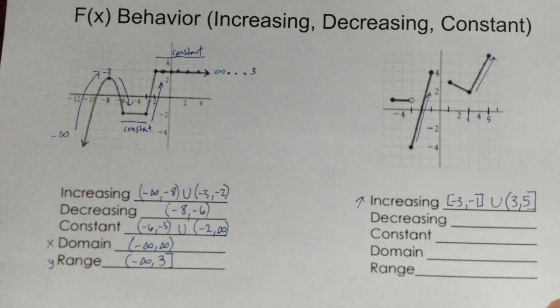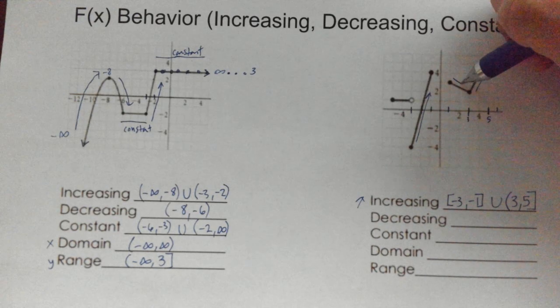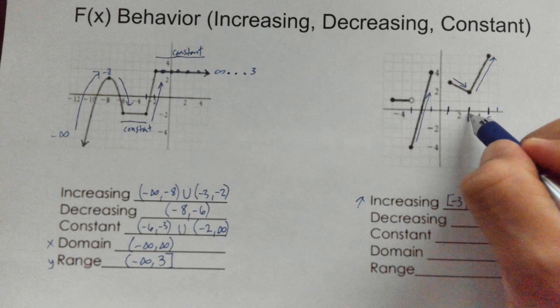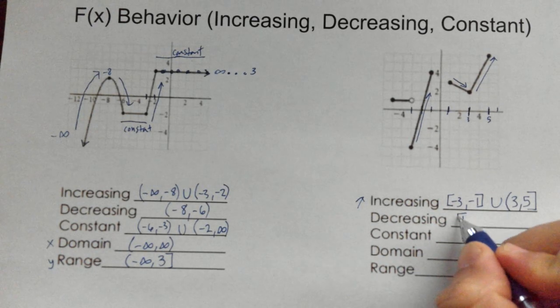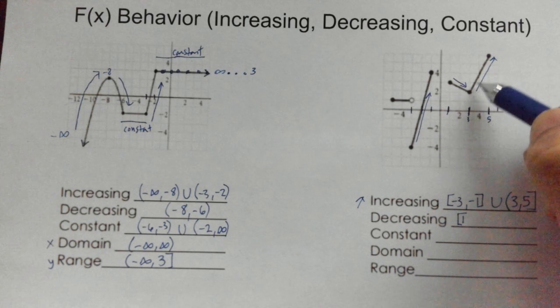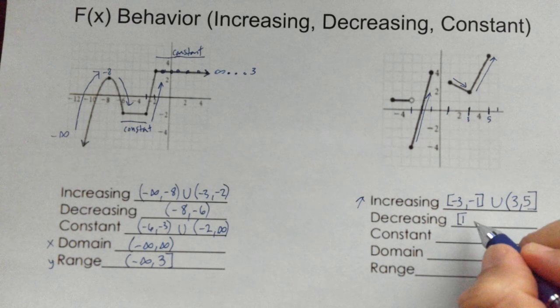All right, let's look at decreasing. There's a spot here where the function is going down. And that's between 1 and 3. At 1, we can put a bracket because it's only doing one thing. And at 3, since it's doing two different things, we'll put a parentheses.